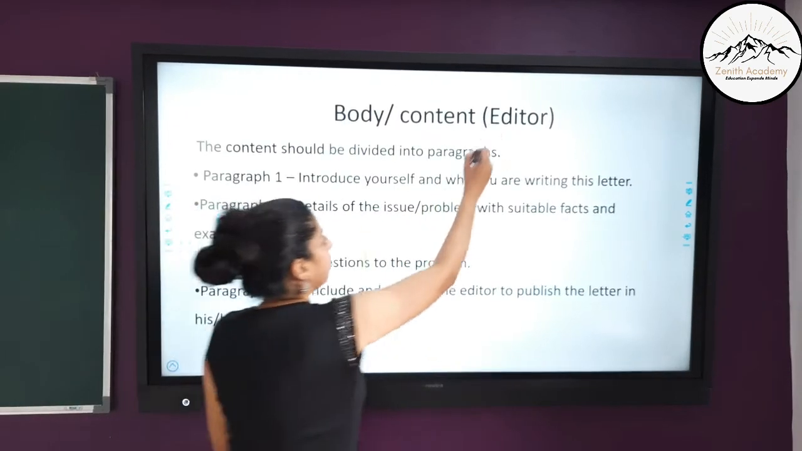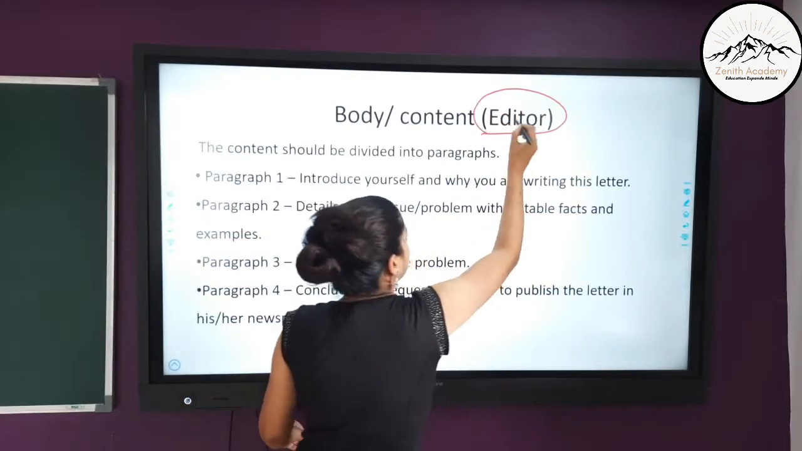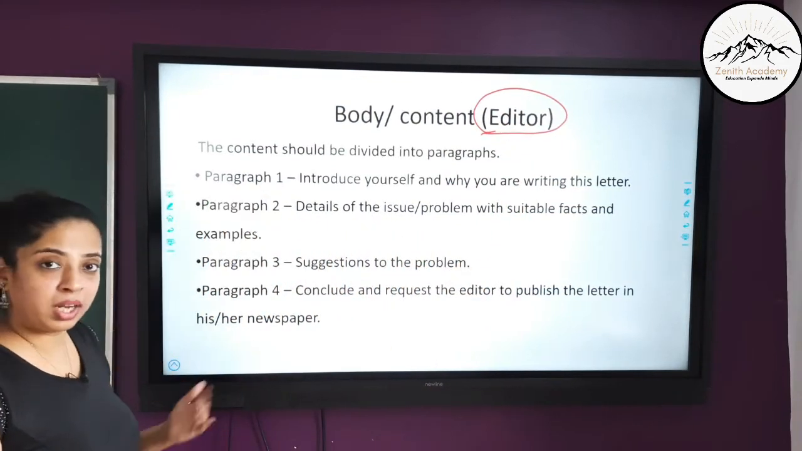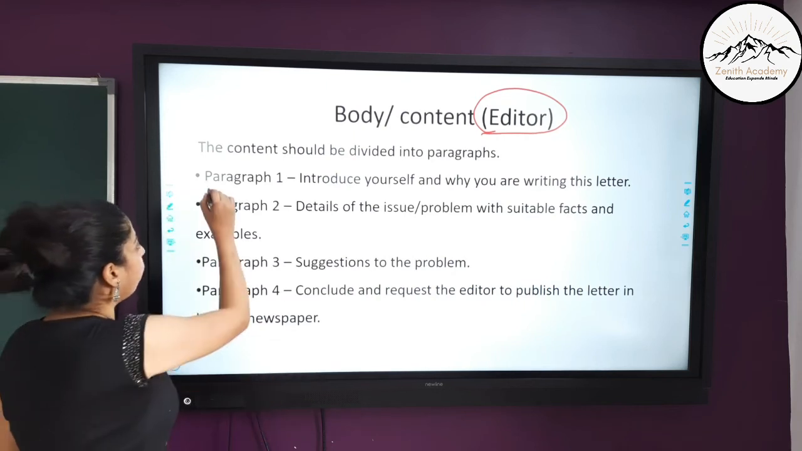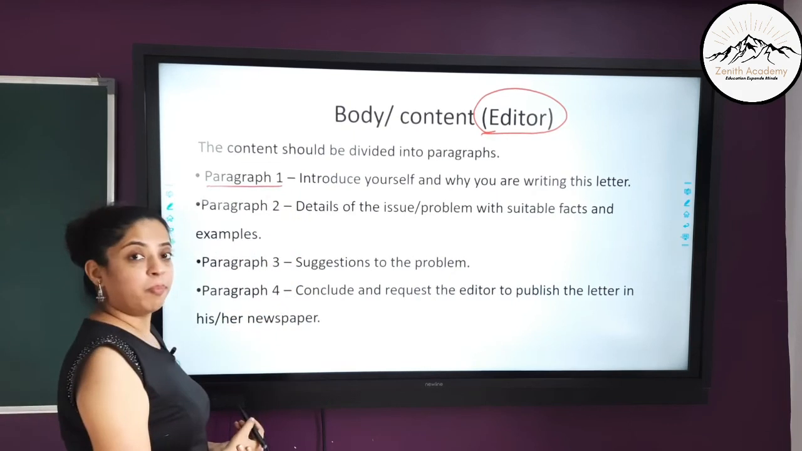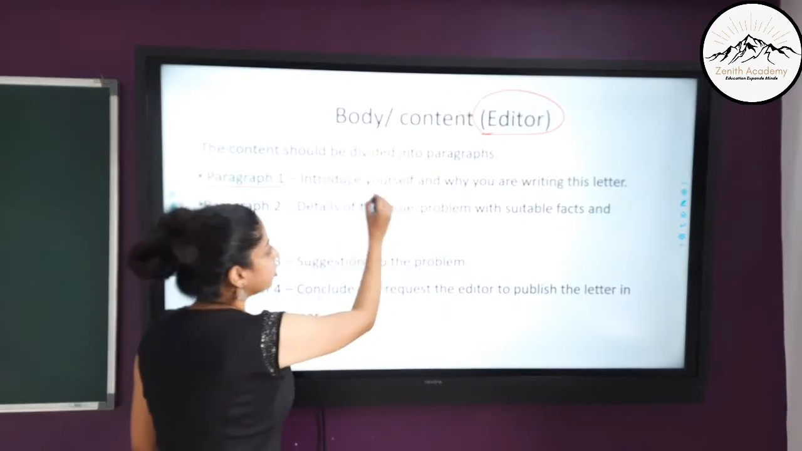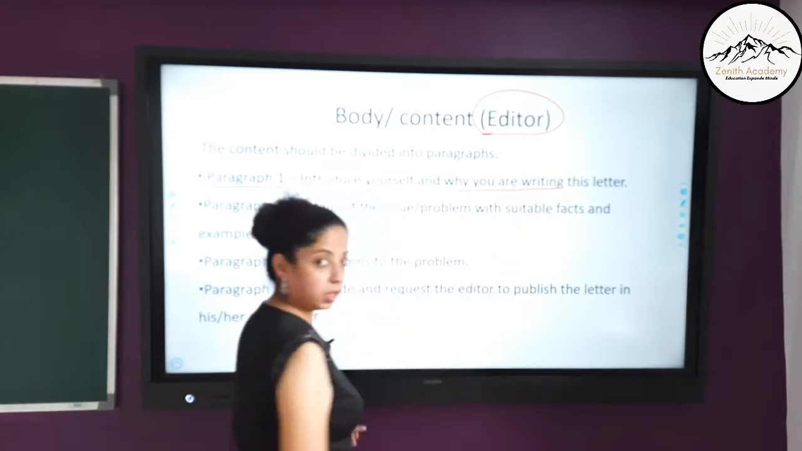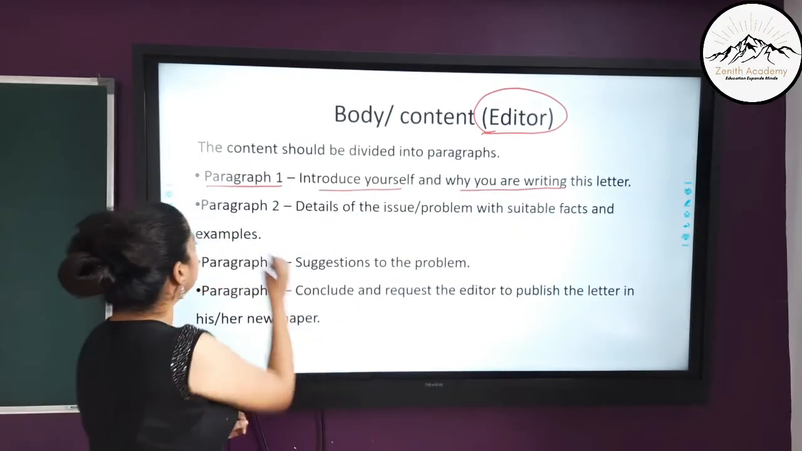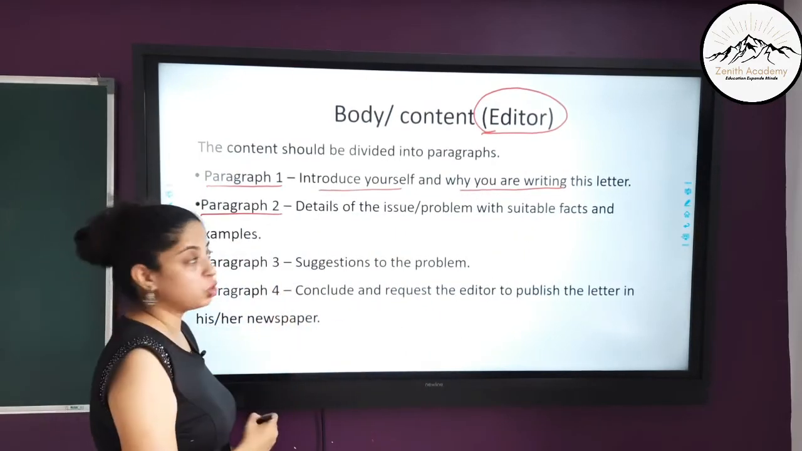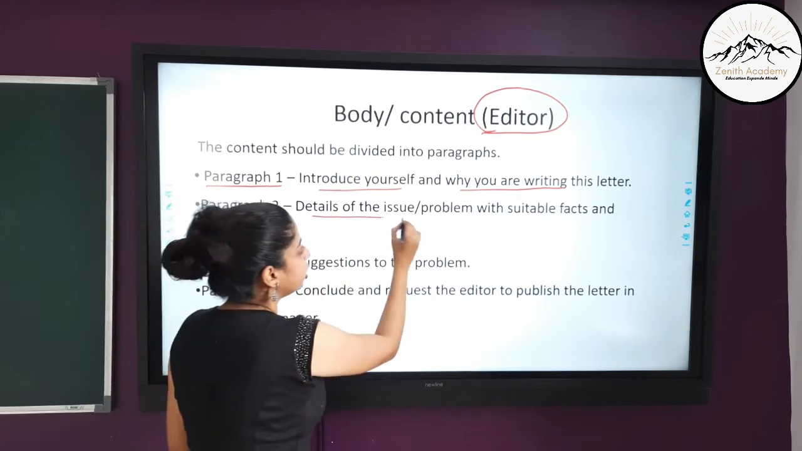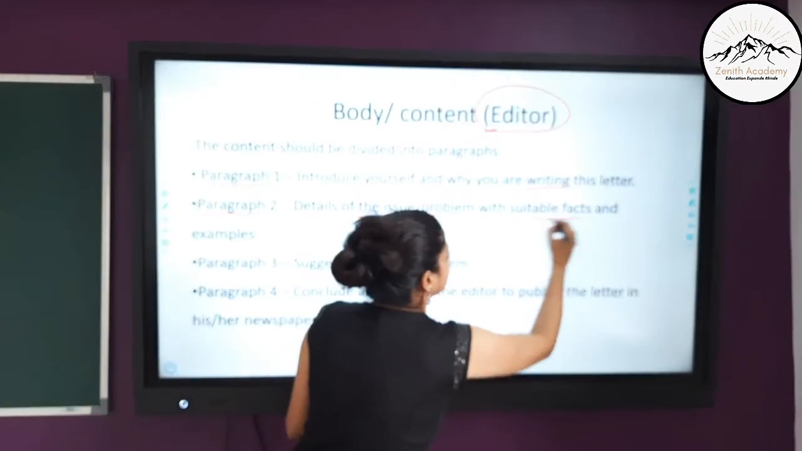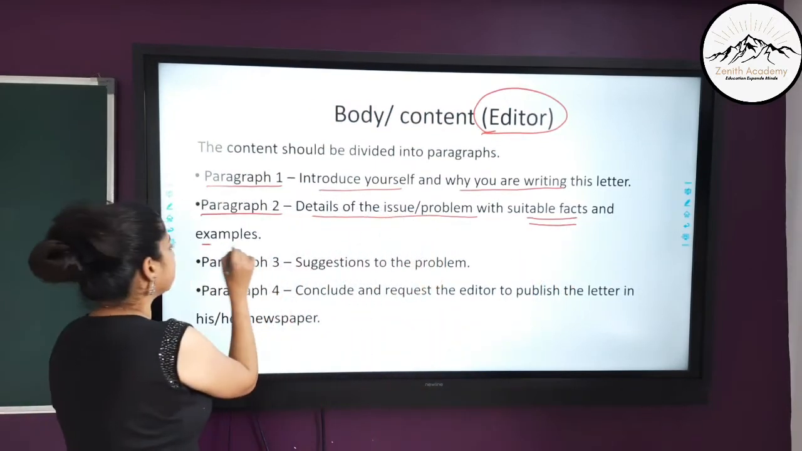Now students, if you are writing a letter to the editor, these points you have to keep in mind. The content should be divided into paragraphs. Already I told you, paragraph 1: you should introduce yourself and say why you are writing this letter. So that should be in your paragraph 1. Paragraph 2 should contain details of the issue or the problem, along with facts. You have to write suitable facts and examples.